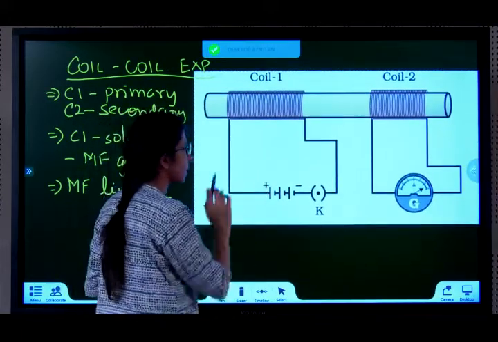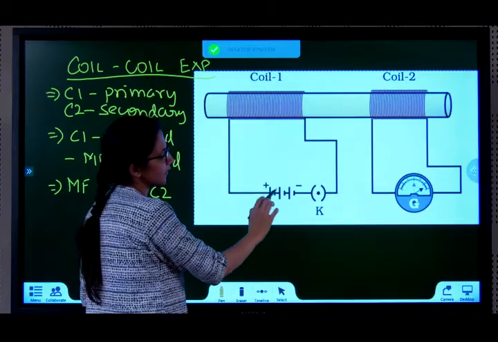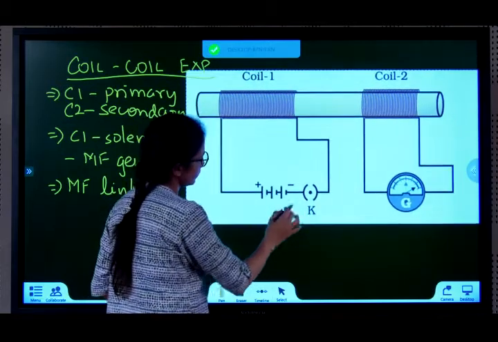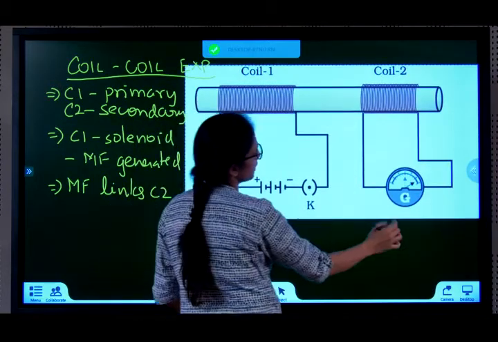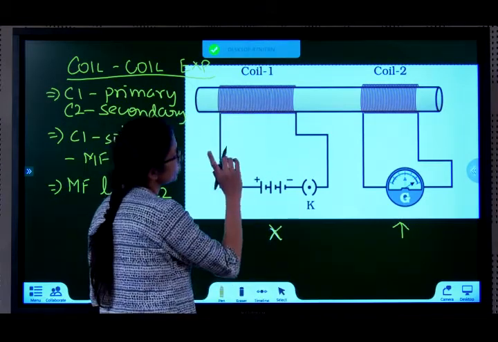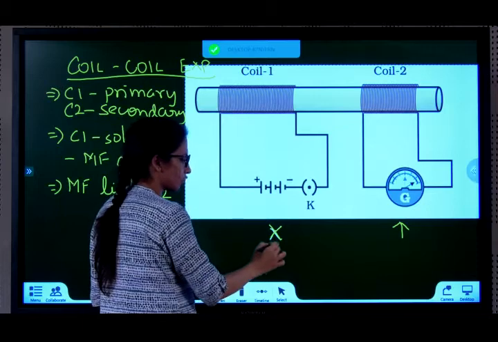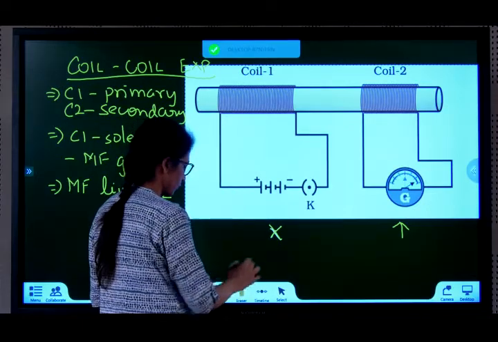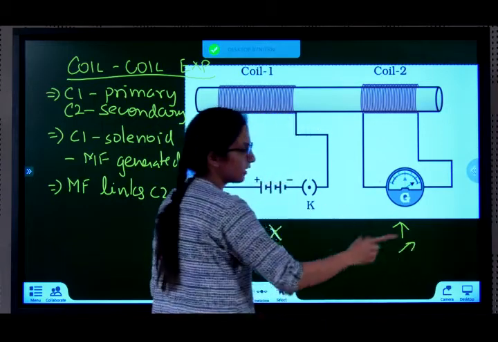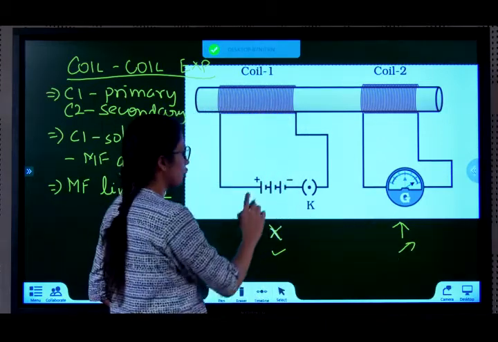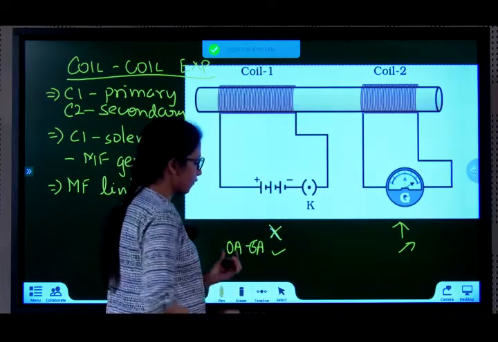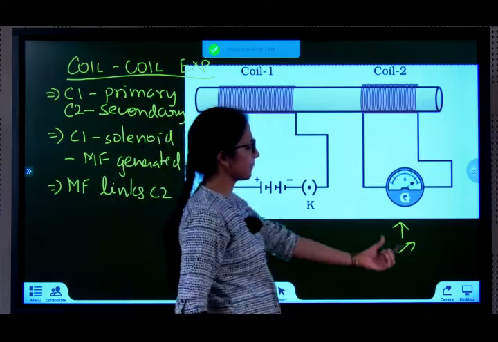Initially, when the current is switched off, there is no deflection in coil 2. When the current is just switched on, so we are switching on the current here, there is a momentary deflection. It will deflect and it will come back. Why? From 0 amperes, it went to, let's say, 5 amperes. From 0 amperes, you switched on, it went to 5 amperes, it deflected.